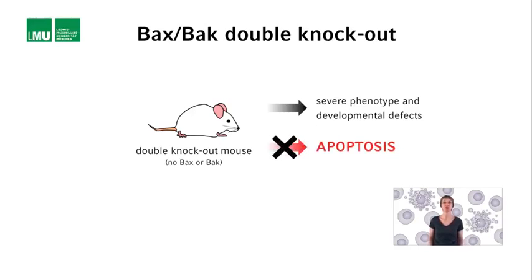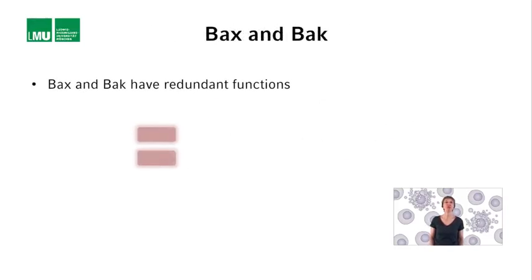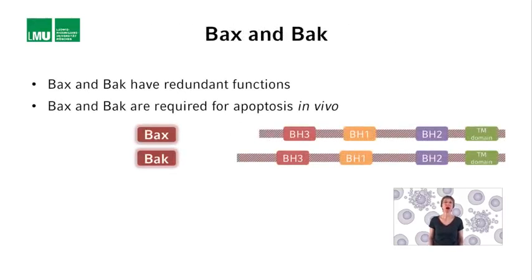developmental defects. For example, these mice have persistent webs of skin between their digits and show an excess of cells in the nervous system and the immune system. Apoptosis is largely blocked in these mice. This finding demonstrated two important things. First, Bax and Bak have redundant functions, and second, Bax and Bak are required for apoptosis in vivo.